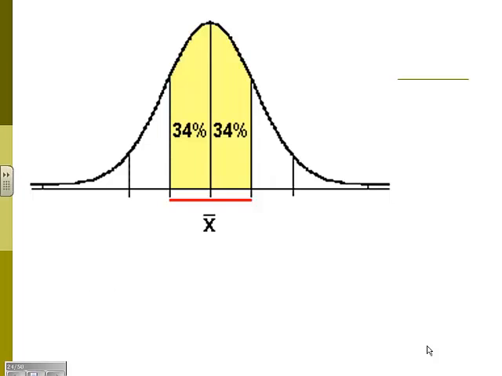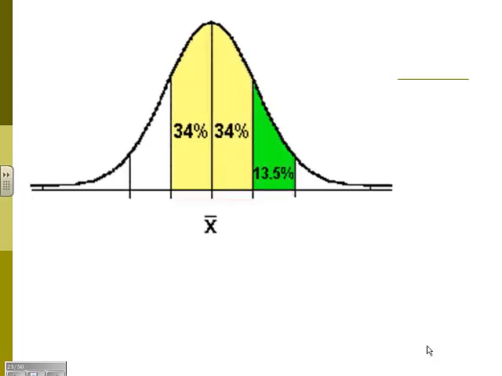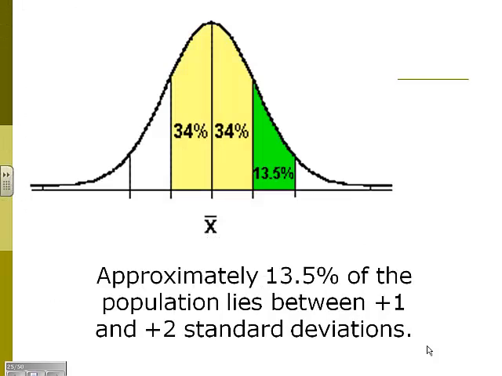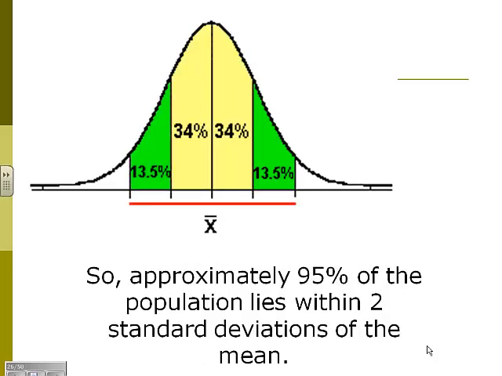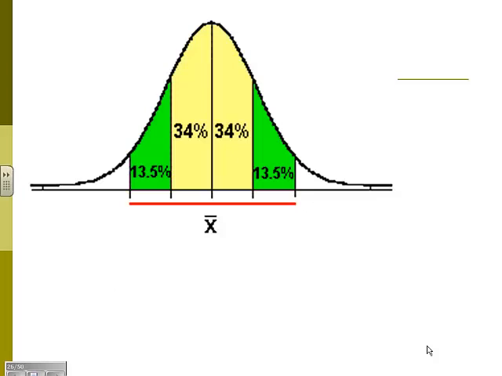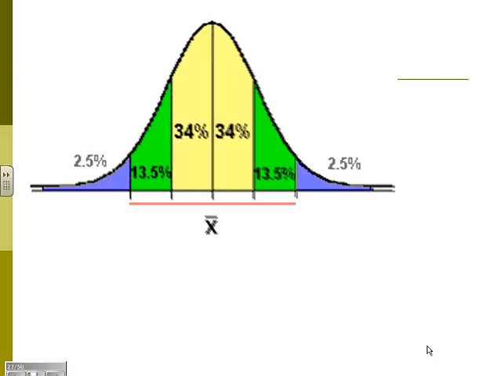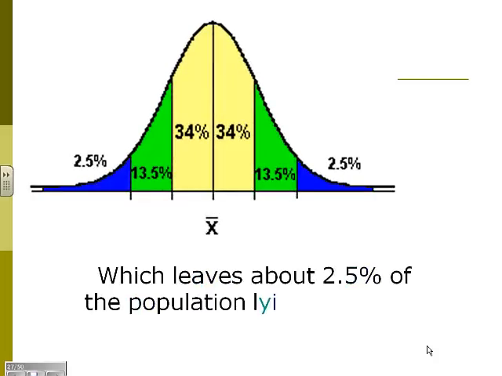The next section of the graph, that section there in green, is 13.5%. So approximately 13.5% of the population will lie between 1 and 2 standard deviations. And again, since it's symmetric, you know that the other section, on the other side, is also 13.5%. If we add all of those up, we get 95% of the population will lie within 2 standard deviations of the mean. So 95% of our data in a normal curve will be within 2 standard deviations of the mean. That leaves us then with the last little piece. So the last little piece out in the corners, in the tails, is about 2.5%.